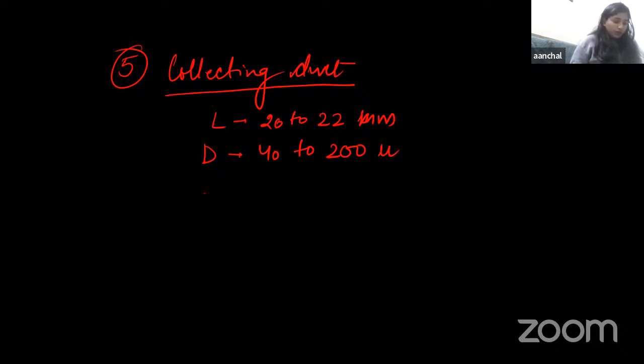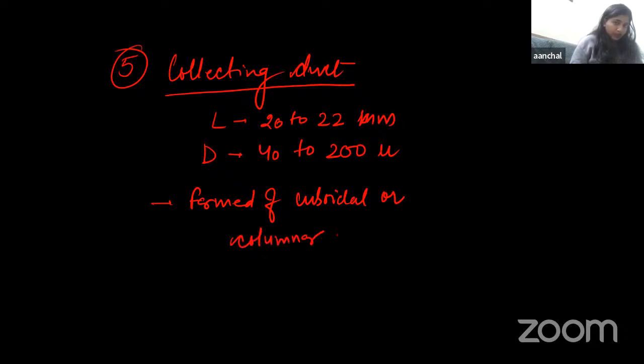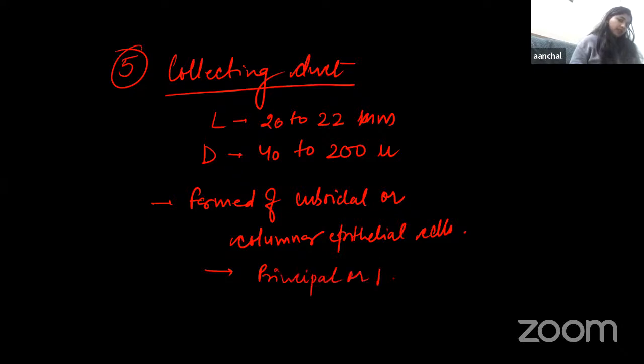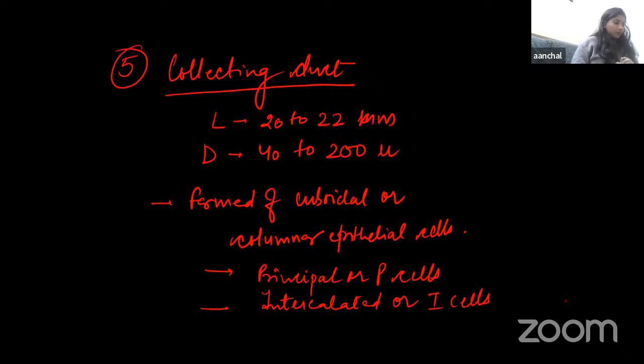Again, it is also formed of cuboidal or columnar epithelial cells, right? And the collecting duct has another two types of cells. The first is the principal cell, which has a very significant function that we're going to learn in further classes. And second, it also has intercalated cells like DCT, which are also known as I cells, right? So this is all about the morphology of the collecting duct.